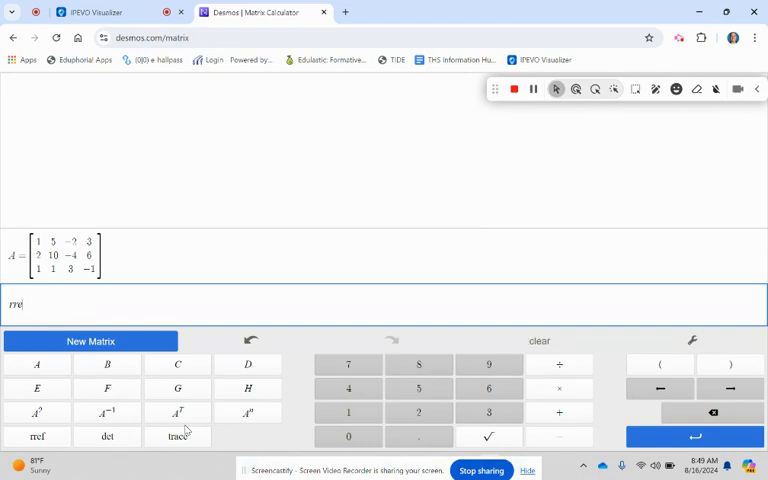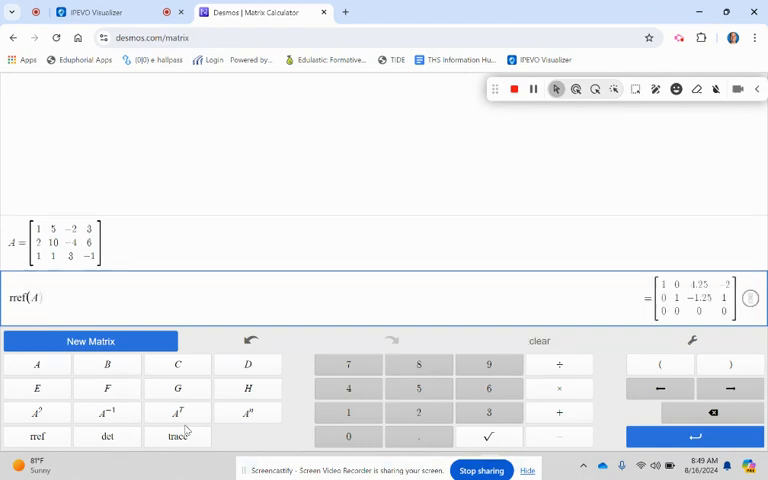Enter RREF of matrix A. And then what you see here is the last row is 0, 0, 0. That means that there's infinite solutions. Okay, so when you see the last row, all zeros, it means infinite solutions. So let's write that down.